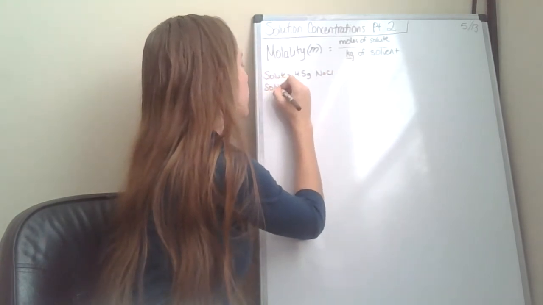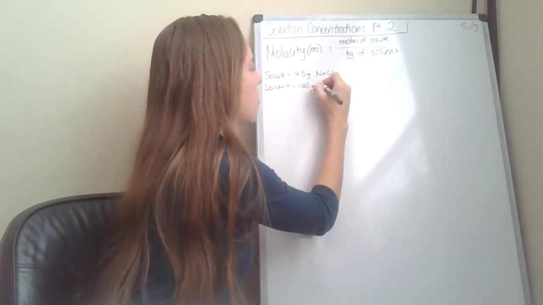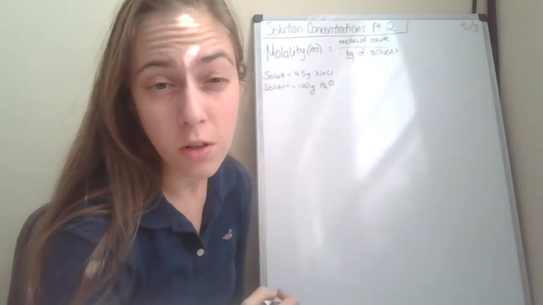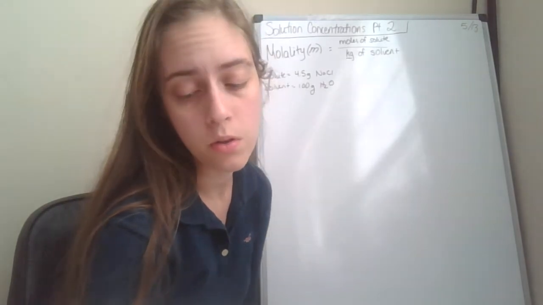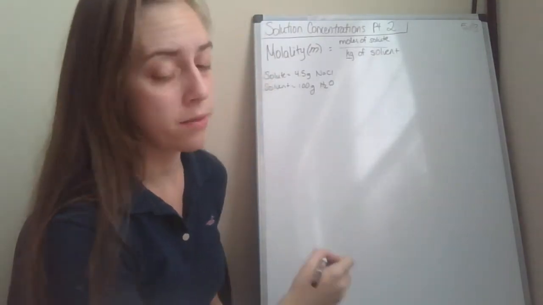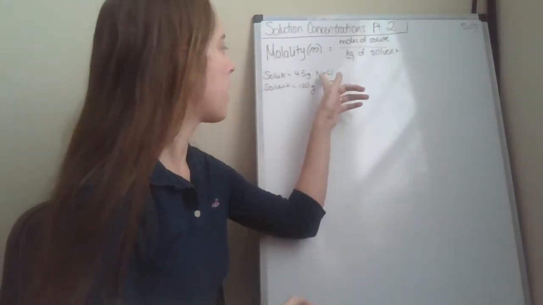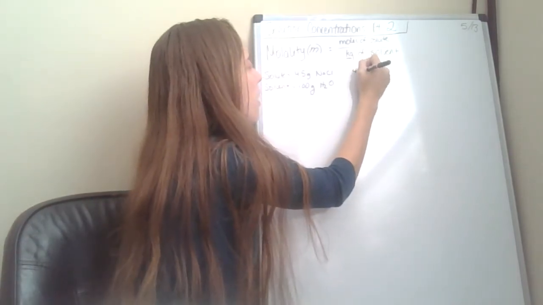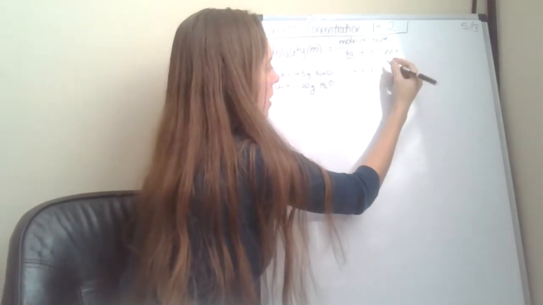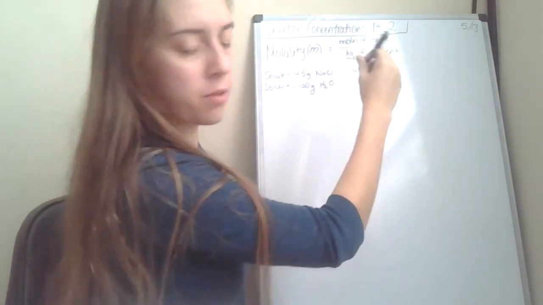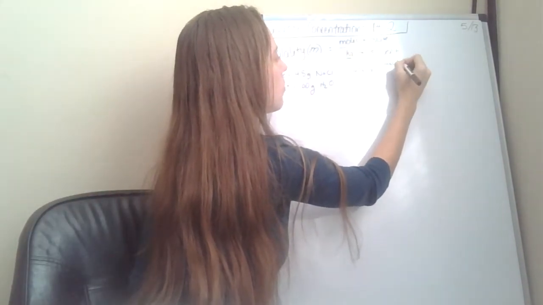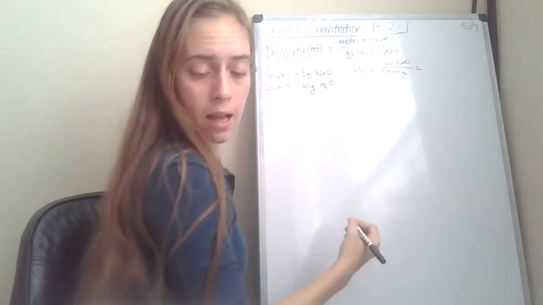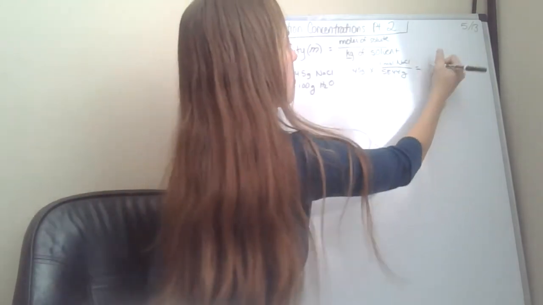And our solvent is 100 grams of water. Okay, so that's masses. And mass works for the solvent, but we need moles of solute, so we have to convert. Now, if we add up the molar masses of sodium and chloride, we end up with 58.44, so we can convert 4.5 grams times 1 mole NaCl over 58.44 grams, and that gives us 0.077 moles.